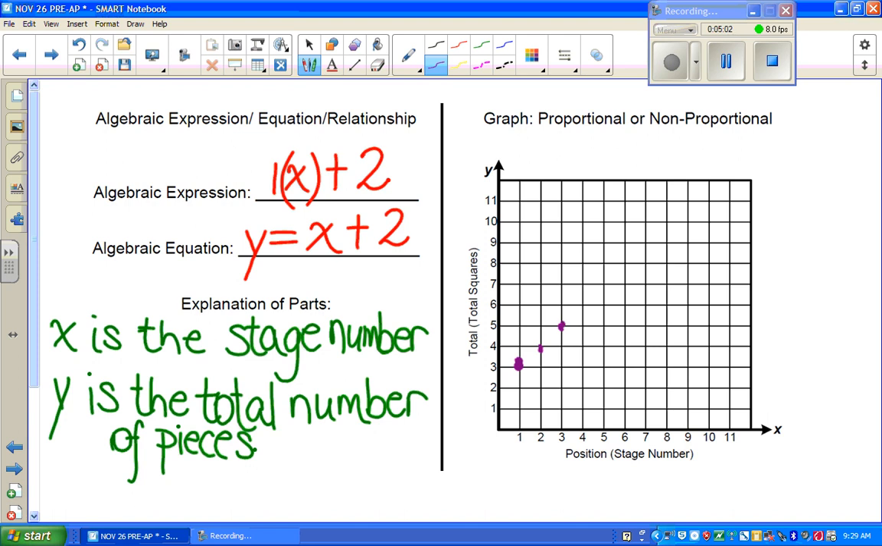Now, we really don't have to graph the rest of them, but we can, and we can just draw our line. And if we draw our line, is it going to go through 0, 0? Remember, that's the first thing we have to look at to see if it's a proportional line or not. And if I draw this line, it is not going to go through 0, 0. So this would be a non-proportional line, because 0 would go through 2. Because if I put 0 in for x, it would be 0 plus 2, which would be 2. So it's a non-proportional line. Okay, let's look at another pattern.